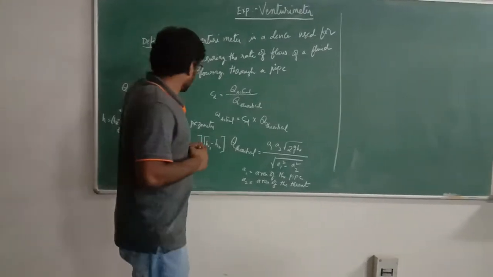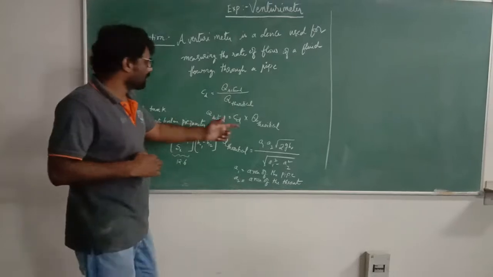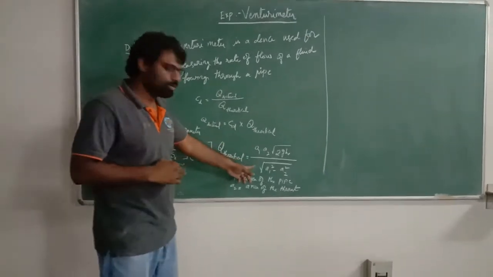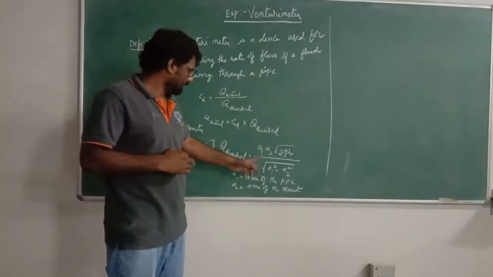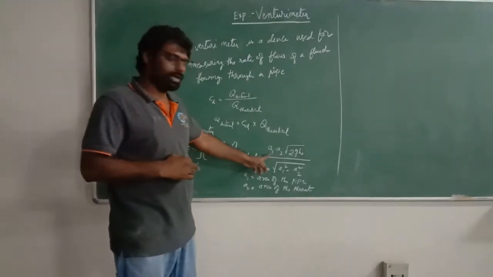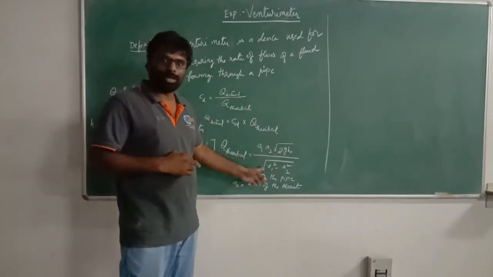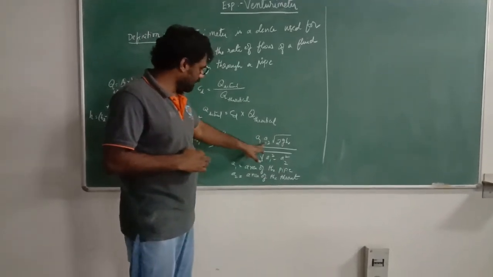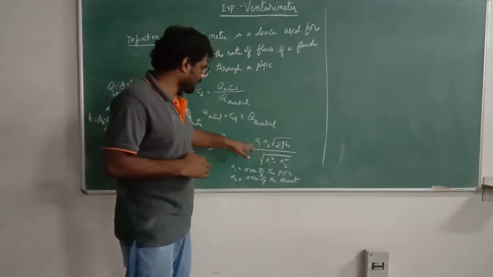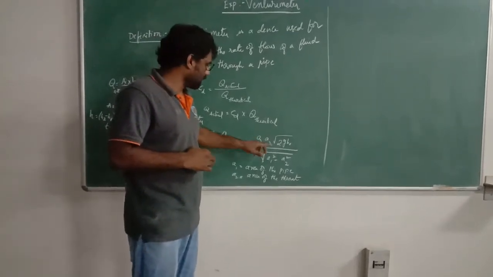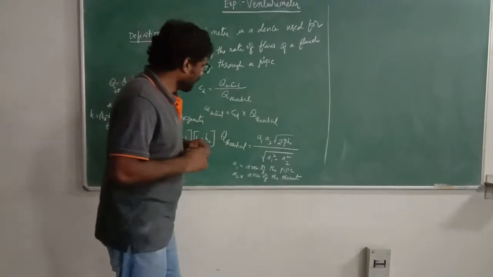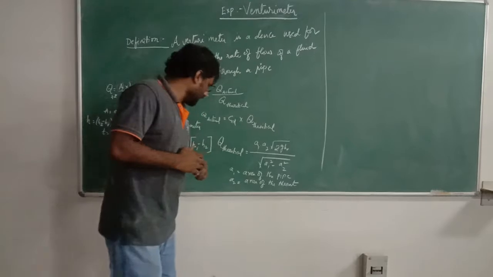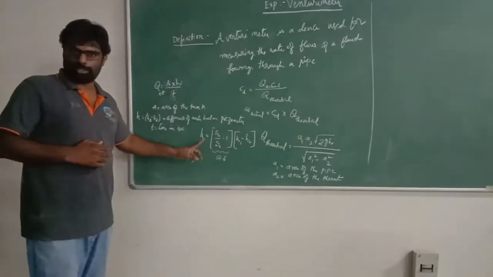Next, once we know the Q actual, we have to find out the Q theoretical. This is the formula we use: Q theoretical is equal to A1 into A2 into root of 2GH, by root of A1 square minus A2 square. Here A1 is the area of the pipe, A2 is the area of the throat, G is the acceleration due to gravity, and H again we will find out by using this formula.